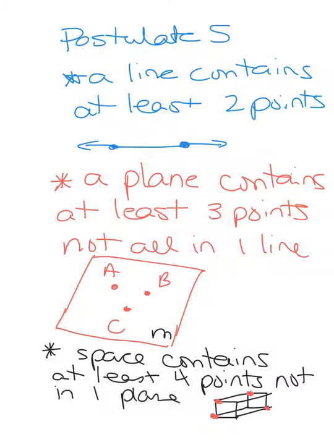These postulates are numbered. They go along with the McDougall-Littell geometry textbook. They may or may not match up with your geometry textbook depending on which one you're using. The postulate numbers don't really mean anything. It's just a way to keep track of the postulates.